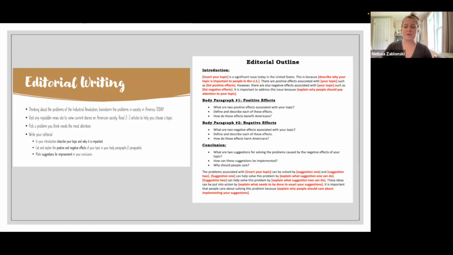Then I also ask how these suggestions can be implemented. So again, if they say this law needs to be passed, well, how do we get that law passed? Does there need to be campaigning? Does there need to be, again, funding or something like that? And then why should people care? So give us the why. Why should people care about solving inequities in healthcare? Why should people who have great healthcare care about helping those who don't?